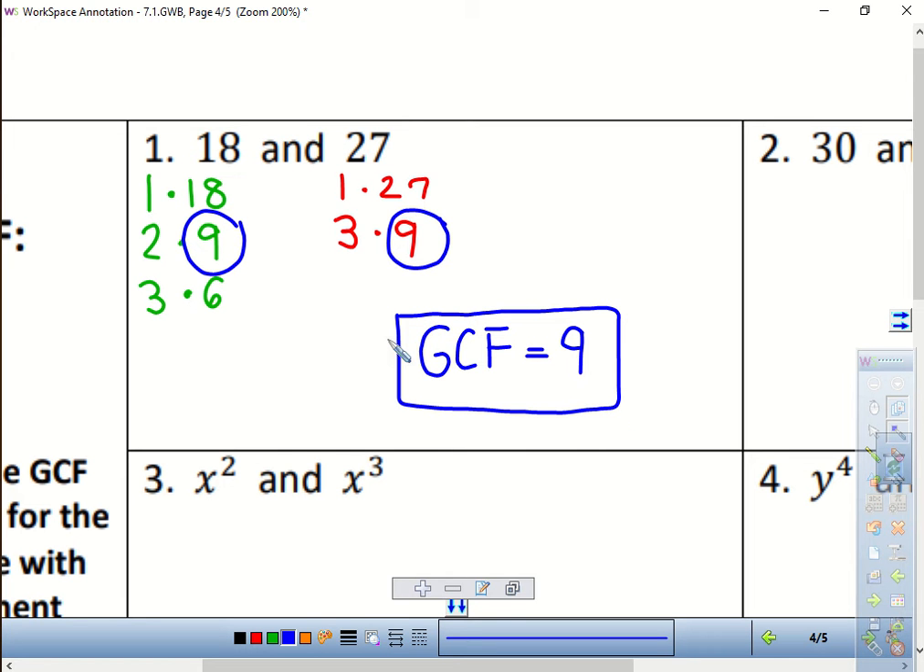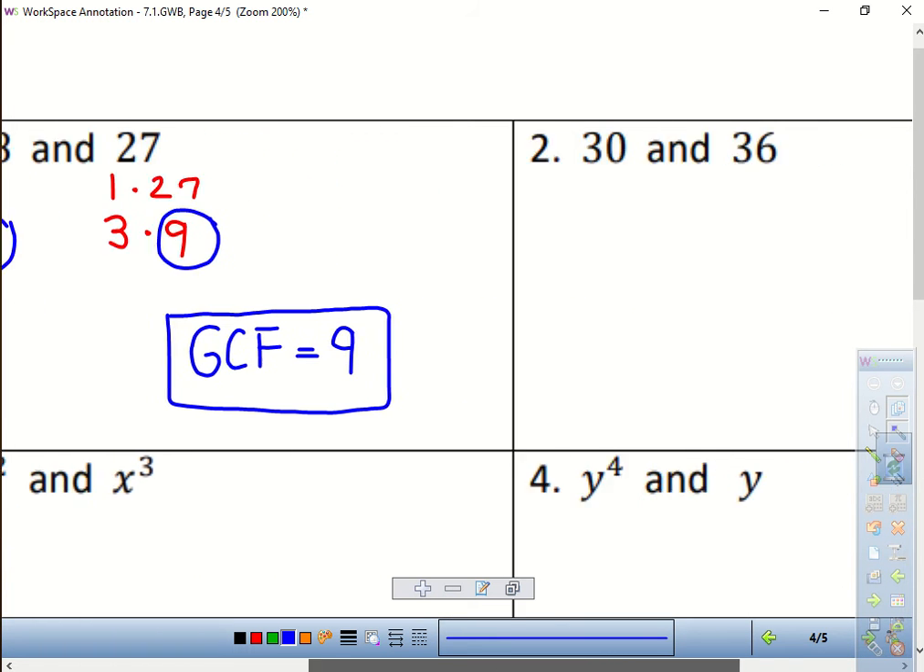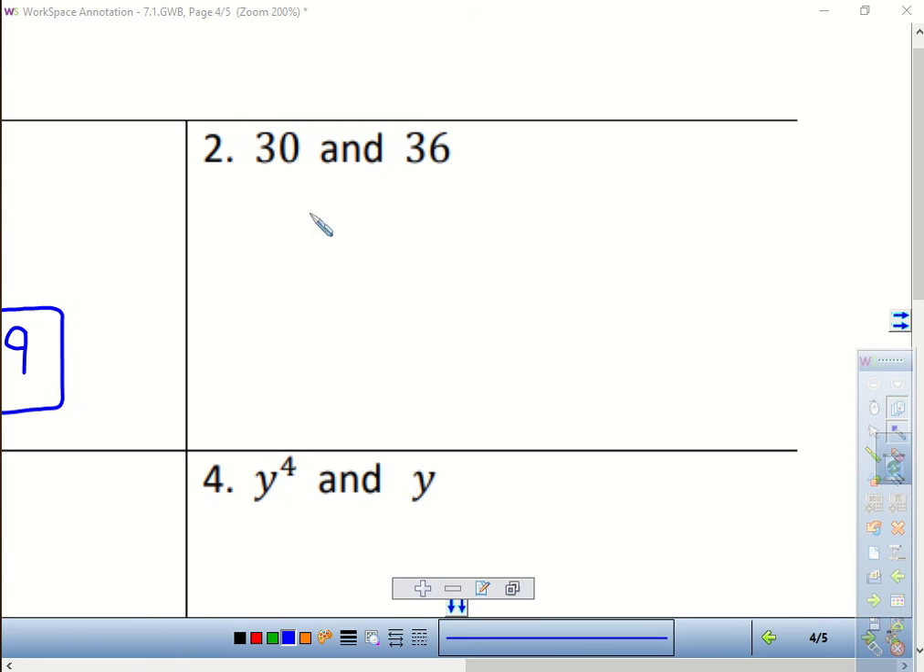Does anybody have any questions about that? Are we ready to move on? All right. So let's go ahead and try number 2. We're going to list all the factors of 30. We start with the simple one, which is 1 times 30. Good. And then we have 2 times 15. Good. 3 times 10. Good. So we've listed all the factors of 30.